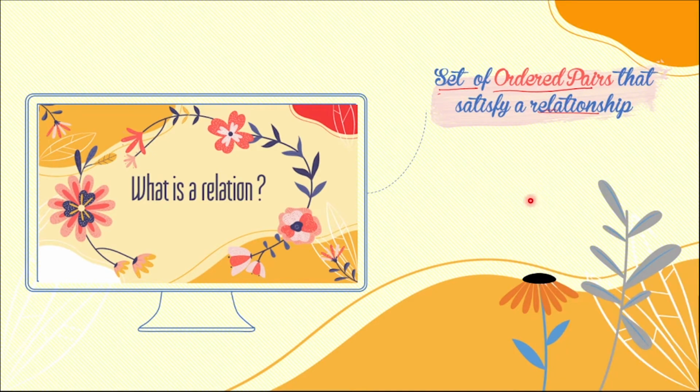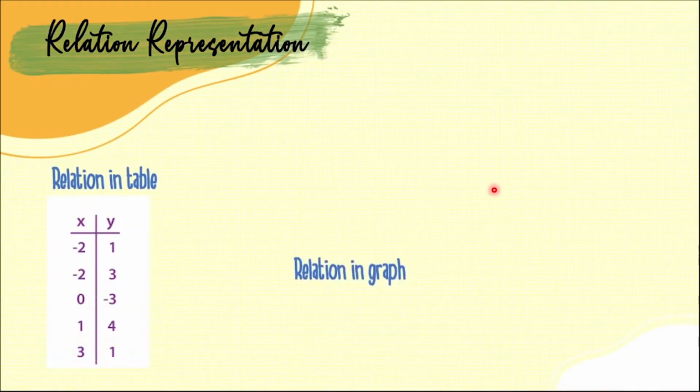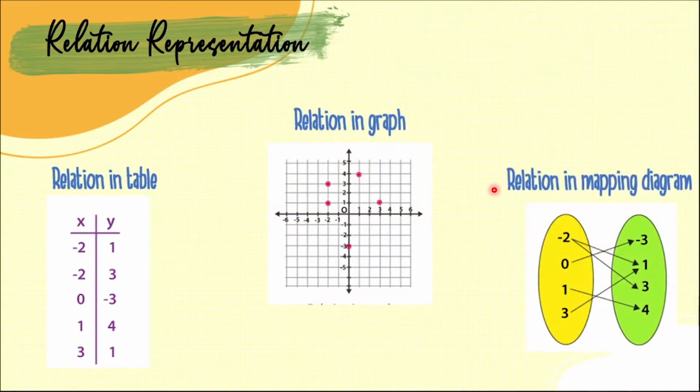And next, we talk about relation representation. Now, there are other ways to write the relation apart from set notation, such as through tables, or relation in tables like this, plotting it on xy axis or relation in graph like this, and the last one is through mapping diagram, or relation in mapping diagram or arrow diagram like this.